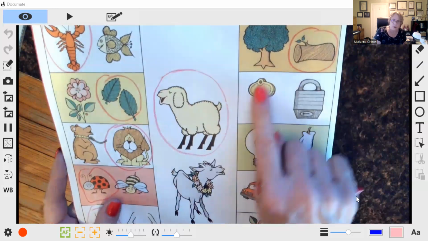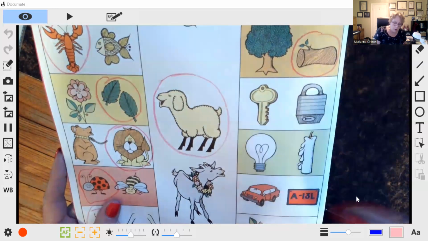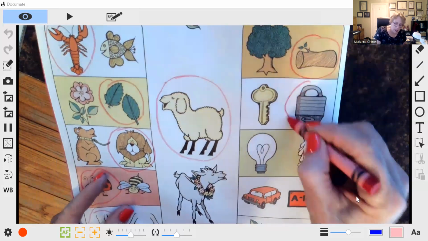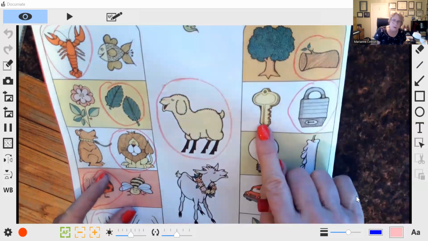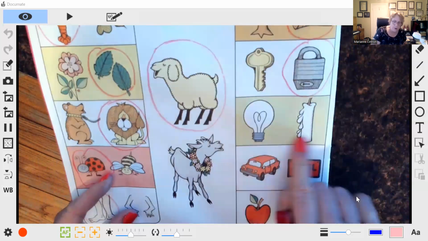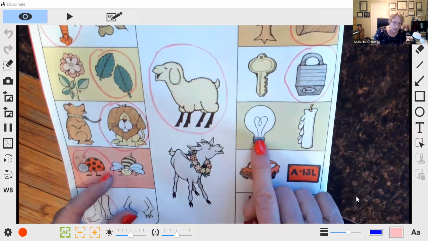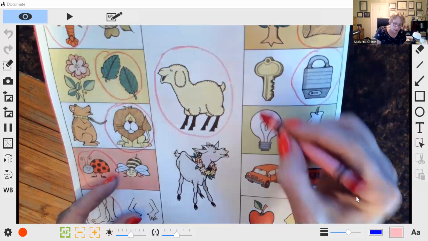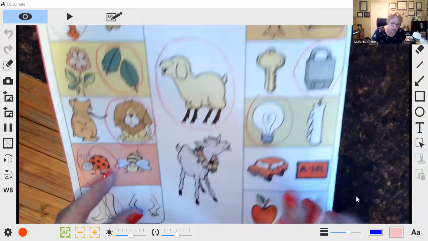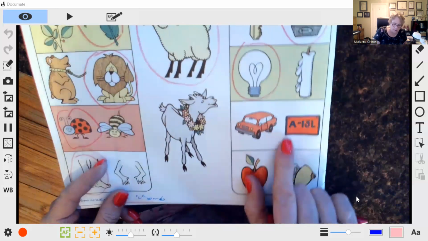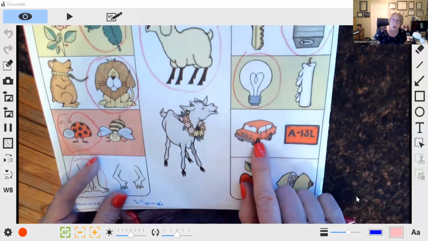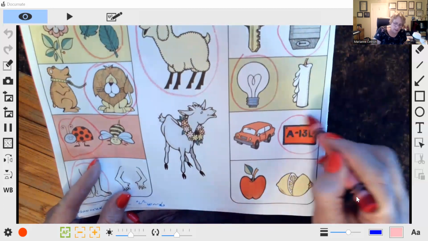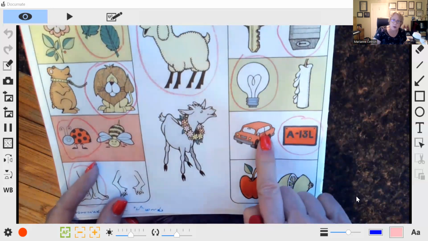This is what you put to lock something up. We have a key and a lock. /l/ lock. The key opens the lock. Here we have 2 things that give light. We have a light bulb and a candle. /l/ light bulb. Here are things on a car. We have a car and a license plate. /l/ license plate. This goes on the back and front of a car.